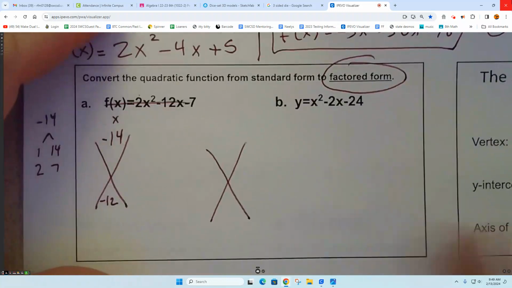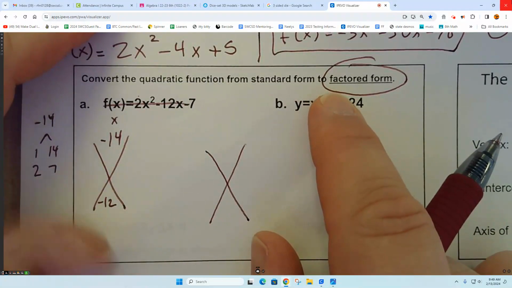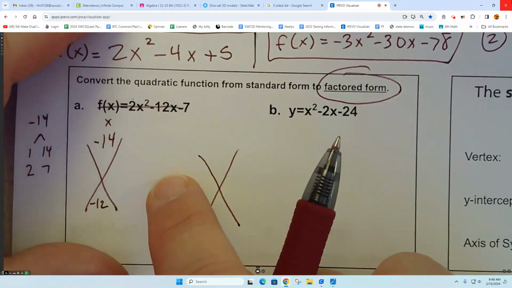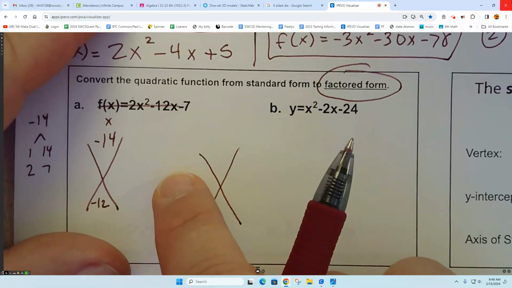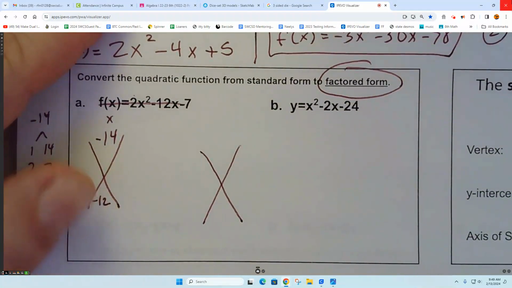But here's the thing. We wouldn't say prime for this because they're asking you to put it in factored form. I wouldn't ask you to put it in factored form if you couldn't do it. Does that make sense? I wrote a bad problem.